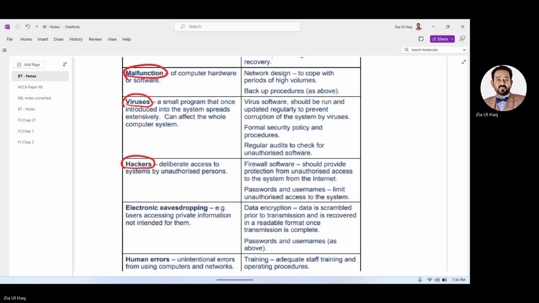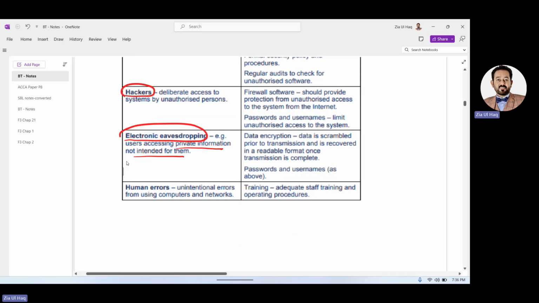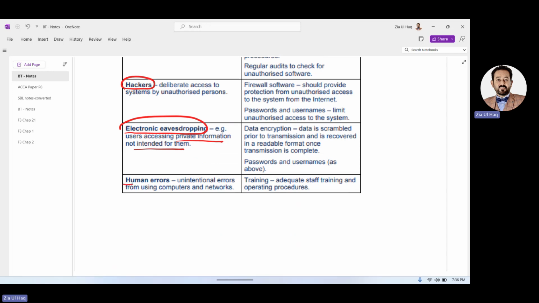Electronic eavesdropping, for example, a user accessing private information not intended for them, meaning unauthorized access to the system, can be avoided by having a strong password on the system. Even a password can be stolen, so you need to update the password after a week or 15 days. Or nowadays, there are other strong security measures like thumb impression, retina recognition, or face ID that cannot be stolen. And there could be some human errors while entering data into the system.